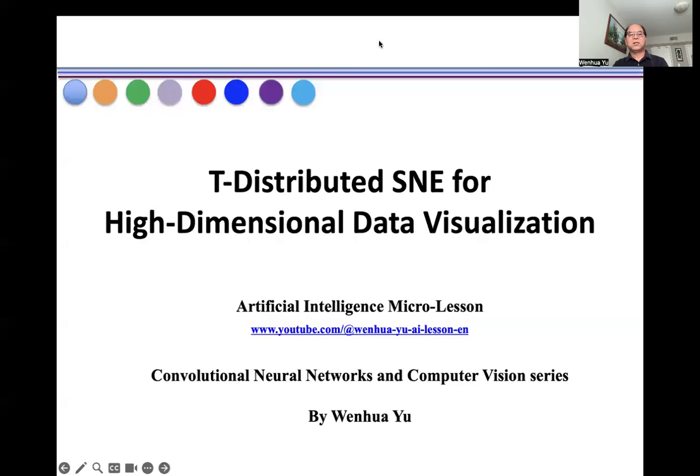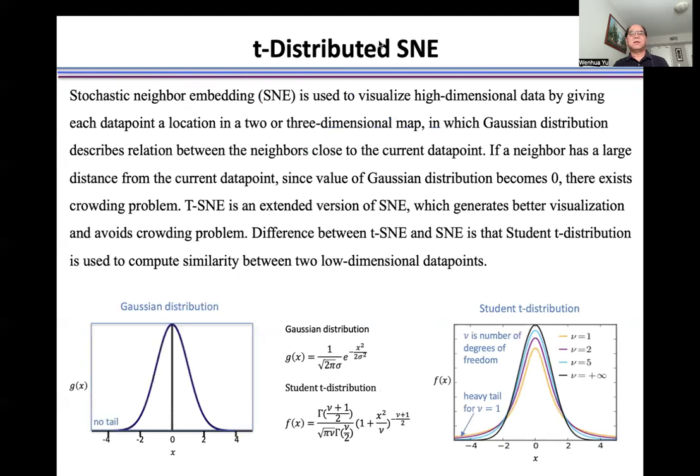In this video, I introduce t-distributed stochastic neighbor embedding for high-dimensional data visualization. Stochastic neighbor embedding is used to visualize high-dimensional data by giving each data point a location in a 2- or 3-dimensional map, in which a Gaussian distribution describes the relation between the neighbors close to the current data point.